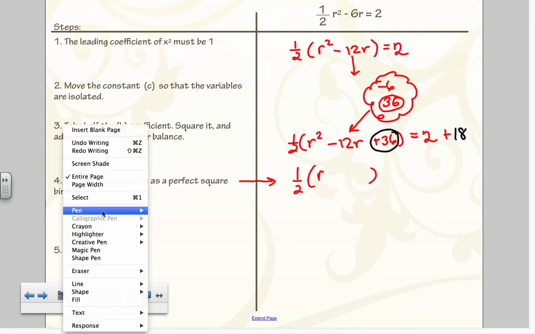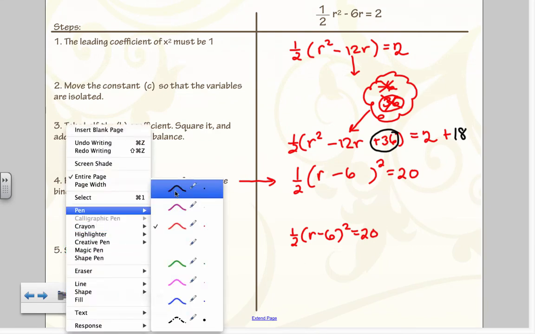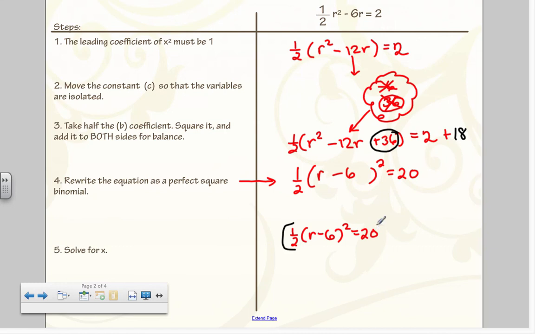All right, to continue from there, we're going to rewrite it as a binomial. So we've taken that 36 out of our thought bubble. This is where the negative 6 comes in. And that gets me 20. Now I still have to solve for x. In this case, it's an r, but we still have to solve for our variable. So the first thing I'm going to do is multiply the entire equation by 2, because that gets rid of the 1/2.